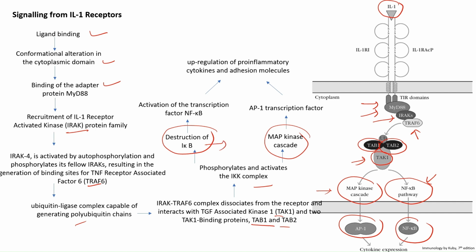Now here it is written destruction of I kappa B. This we have already learned in the signaling pathways. And finally, what will happen is upregulation or expression of the genes in response to this particular interleukin 1. So this is about the first family of cytokines, that is the interleukin 1 family.